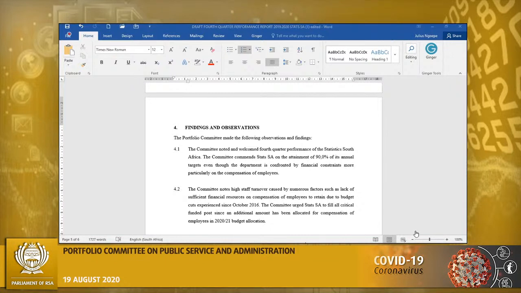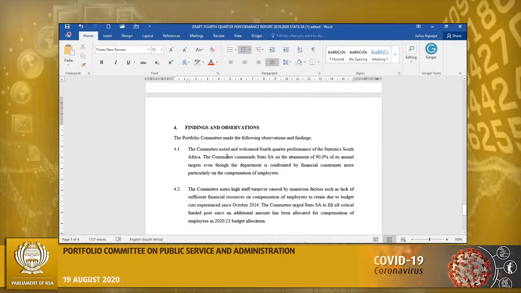Okay, good afternoon, honorable members and the chair and my colleagues. As Honorable Soma has already indicated, we zoom straight to the findings, observations and recommendations of the report. The first report before members is the report for Statistics South Africa. And I will just look into the findings and observations. It's for the fourth quarter of the 2019-2020 financial year.